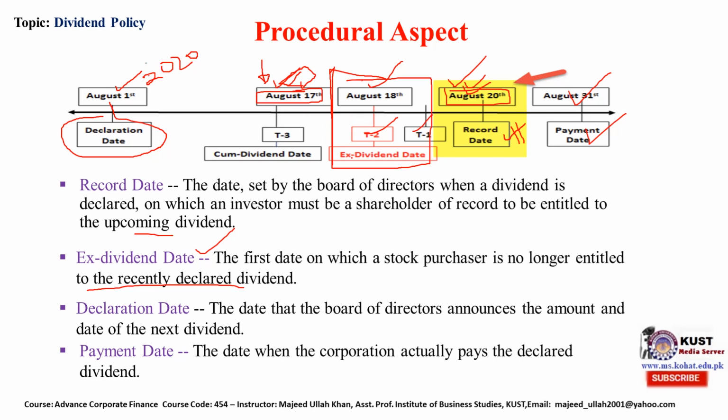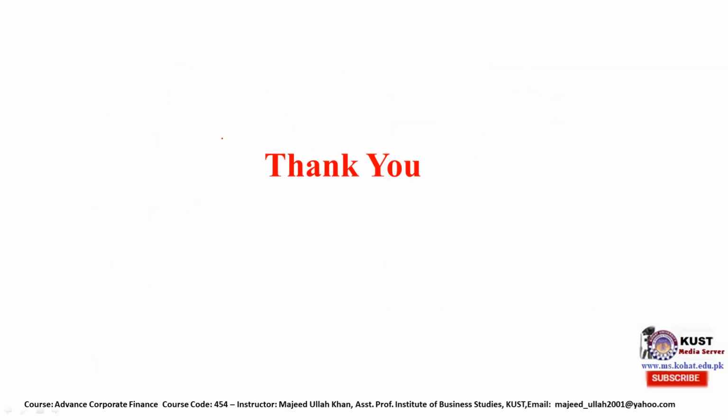Ex-dividend means these are the dates in which anybody who buys a share will not be able to register their name in the share register of the company. Cum dividend is before, when it is open to everybody to register their name in order to receive the dividend. Thank you.